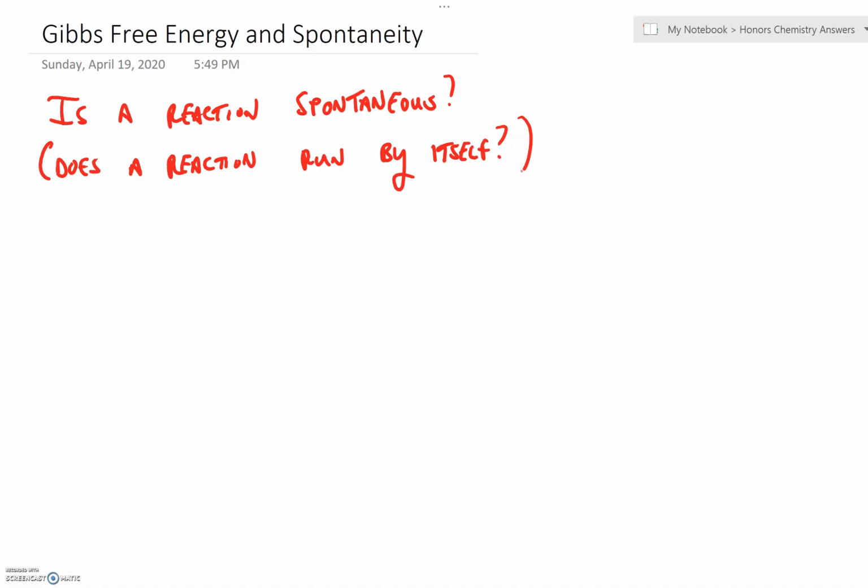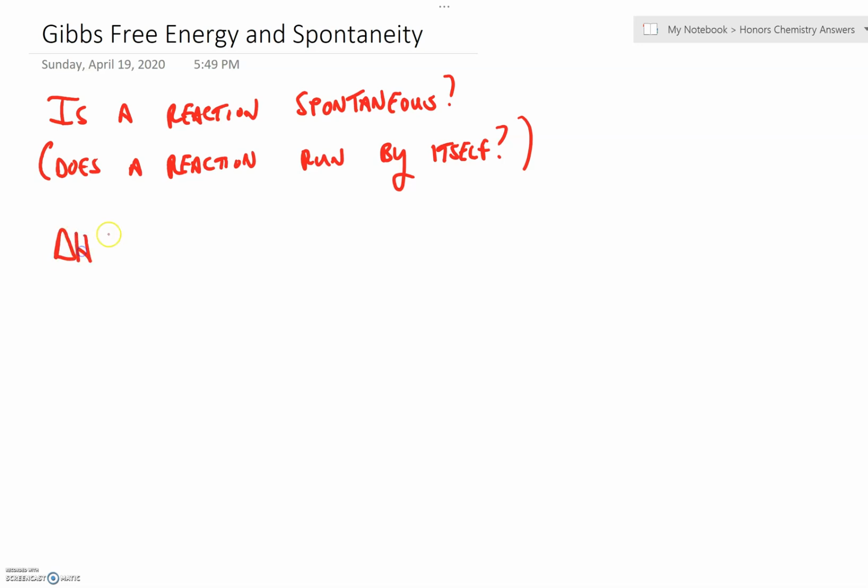Do we have to heat it? Do we have to light it on fire? Do we have to smash it with a hammer? Something like that. Okay? Here's the two conditions we're going to evaluate.